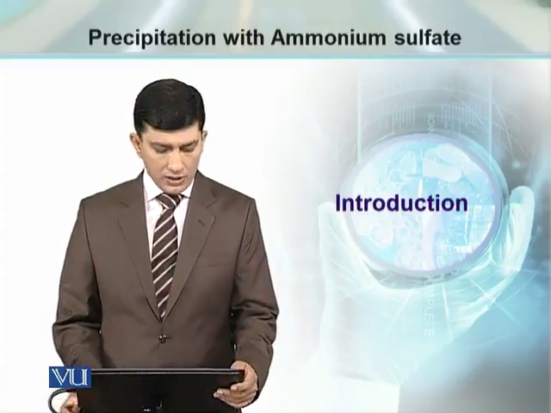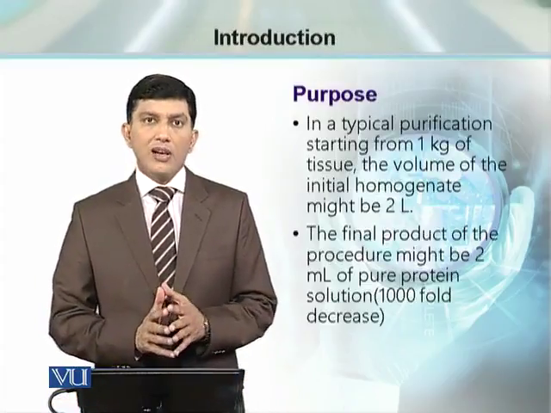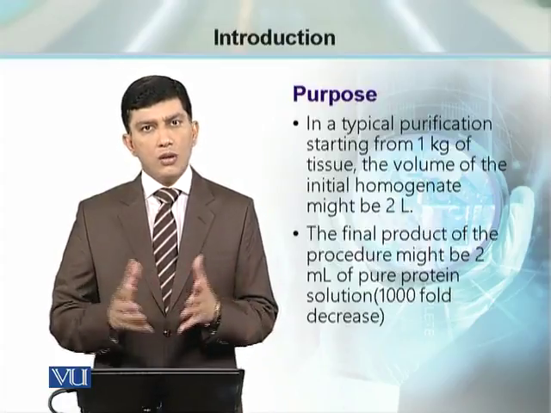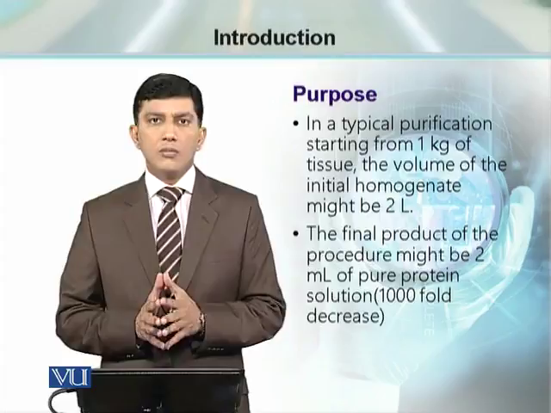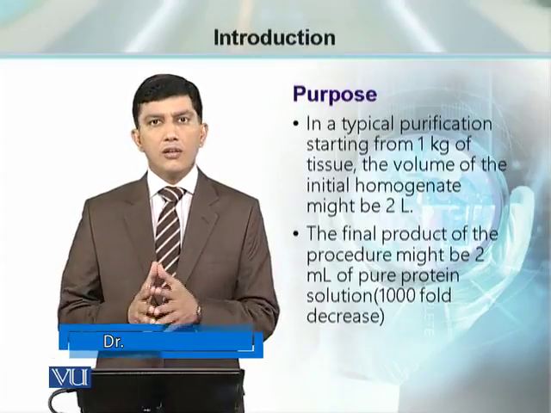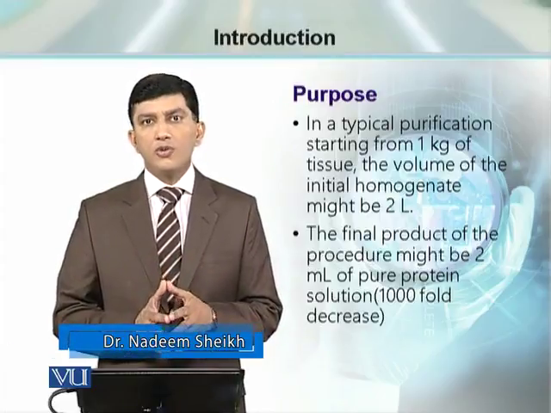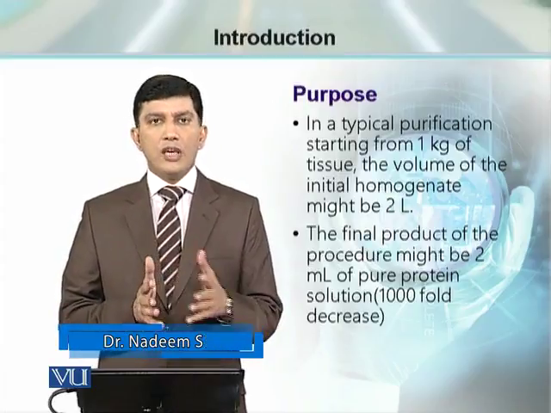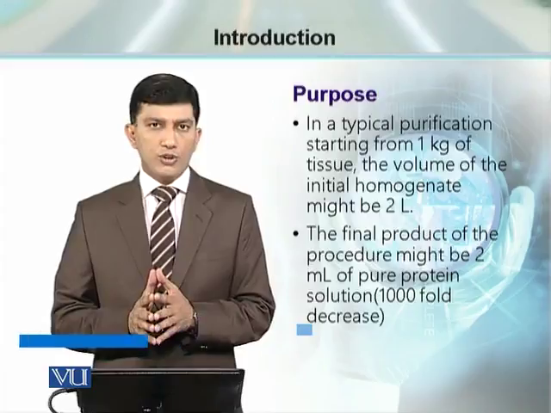इसकी मेजर वजह क्या है कि जब हम लार्ज स्केल प्रिपरेशन की बात करते हैं, having a large tissue, proceeding further for homogenization to get the tissue lysate, then the volume is quite big. For example, 1 kilogram of the tissue can give you 2 liters of the homogenate.